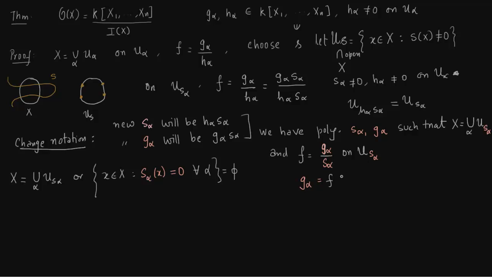So notice that I can write G alpha as F times S alpha. We are going to use this in a minute. Obviously you can multiply both sides with S alpha, because on U_S alpha, S alpha does not vanish, and both sides are 0 on X minus U_S alpha. Again, this is to highlight the point that space X is made up by all those open sets where this polynomial S alpha X does not vanish. That is the definition of U_S.